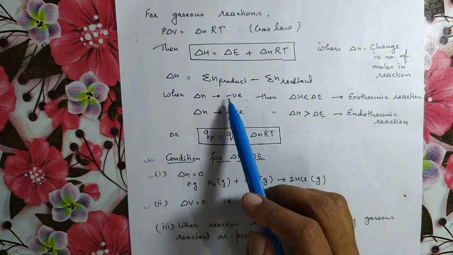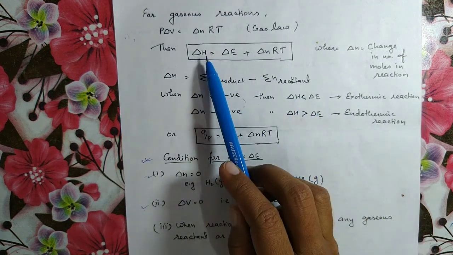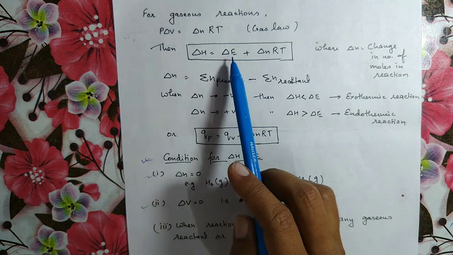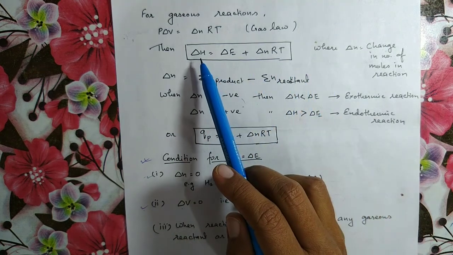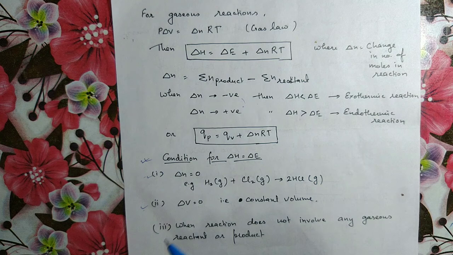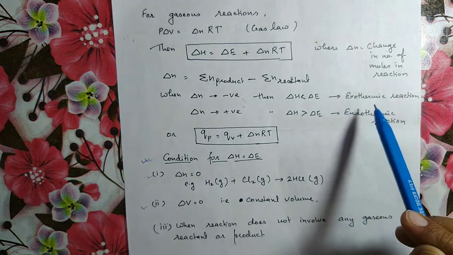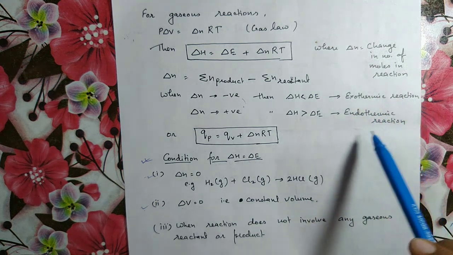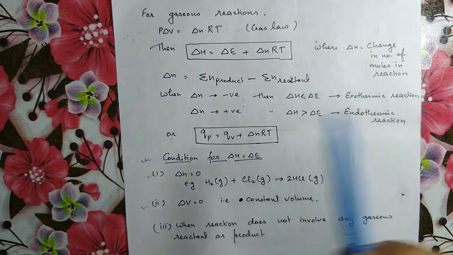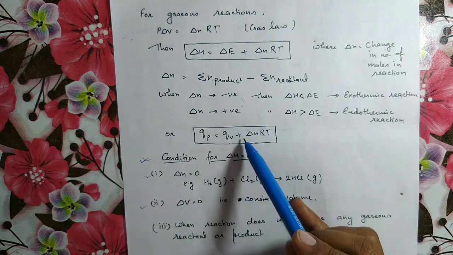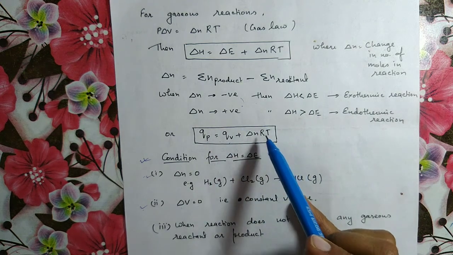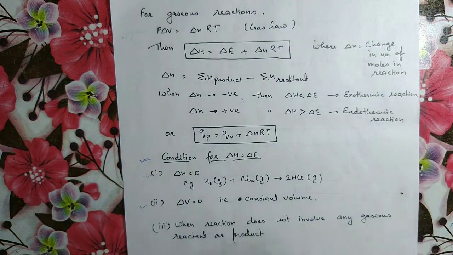If this Δn is negative, then ΔH will be smaller than ΔE, and when this Δn is positive, this ΔH will be higher than ΔE. ΔH has a higher value than ΔE. It is the exothermic reaction case, and this is the case of endothermic reaction. Then you can write this expression for ΔH in this way, that is Qp is equal to Qv plus ΔnRT. These expressions are all important for numerical problems, right?